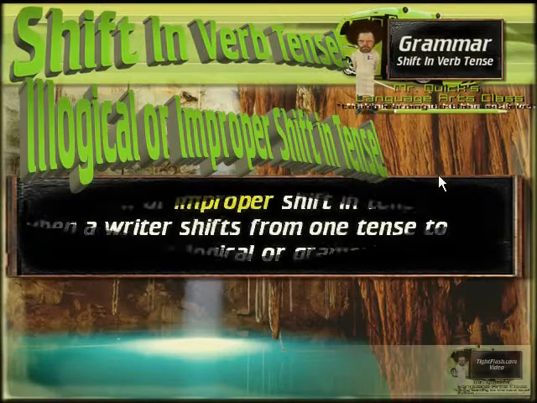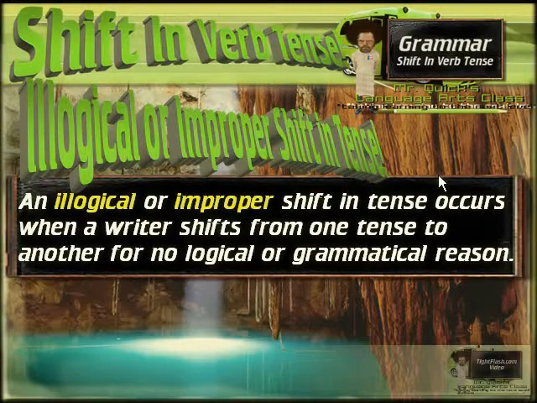Illogical improper shift in verb tense. Now, an illogical or improper shift in verb tense occurs when a writer, meaning you, or maybe someone who wrote a test you take, shifts from one tense to another for no logical or grammatical reason. We have to say logical and grammatical here because, of course, we're dealing with grammar, but we also intertwine here with rhetoric. So that's why we're saying logical. But there has to be a reason.